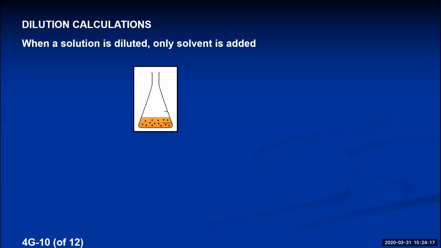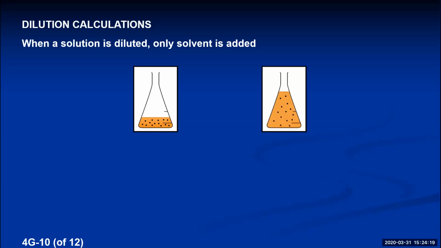What if I add a whole bunch more solvent to this? So now it's really full. Well, count the number of dots. What do you think it's going to be? It's going to still be 14. I'm only adding orange solvent. I'm not adding any more solute. That's what diluting is. You just add more solvent so that now the solute particles are spread out more.